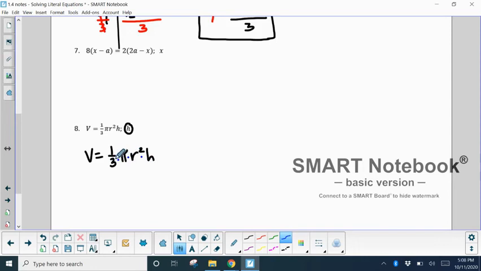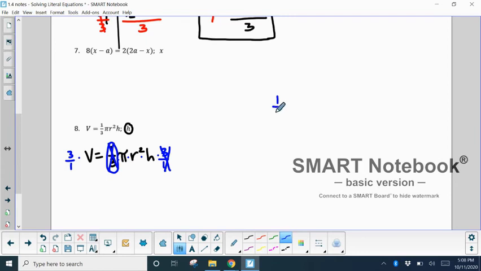But instead of dividing by this 1/3, since 1/3 is a fraction, we don't like to divide by fractions. In order to get rid of a fraction, we're going to multiply by the reciprocal. So remember, the reciprocal means you just flip your fraction upside down. So the reciprocal of 1/3 is 3 over 1. So if I multiply by 3 over 1 on the right, I'm also going to multiply by 3 over 1 on the left. Okay, so 1/3 times 3 over 1, that's going to give me a 1. Those are going to cancel.